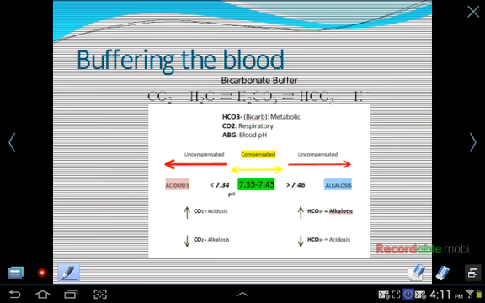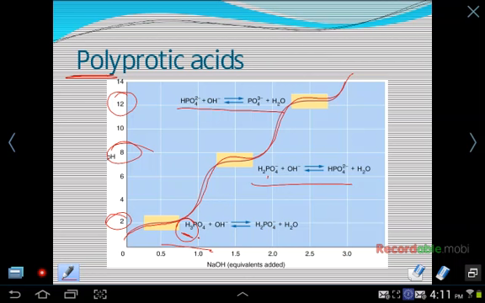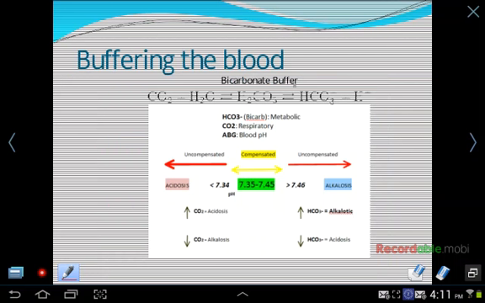So let's do an example of buffer. A lot of the buffering in the blood is actually through phosphate buffer, since it's really good, as you can see, around 7 to 8. However, bicarbonate buffers are used a lot in the blood as well.